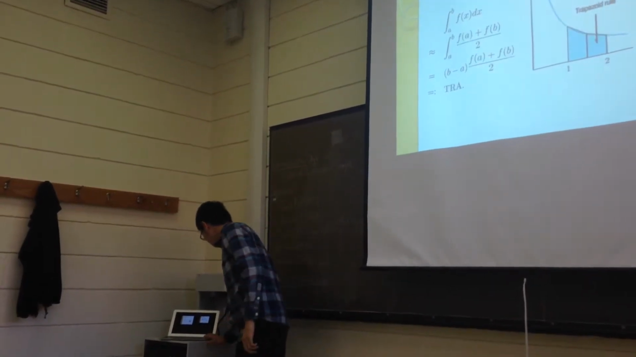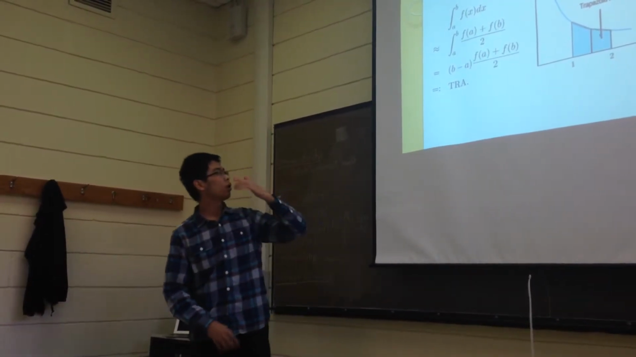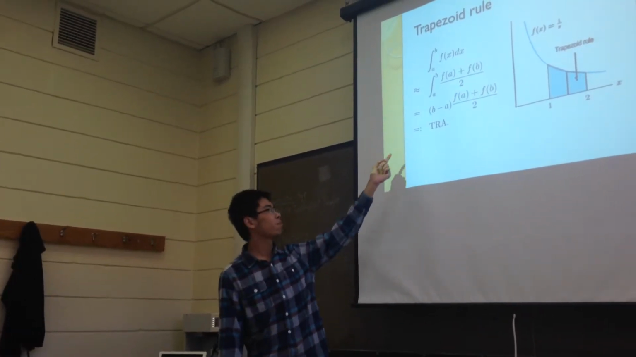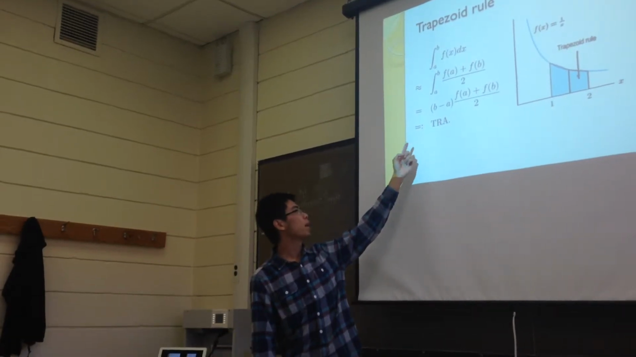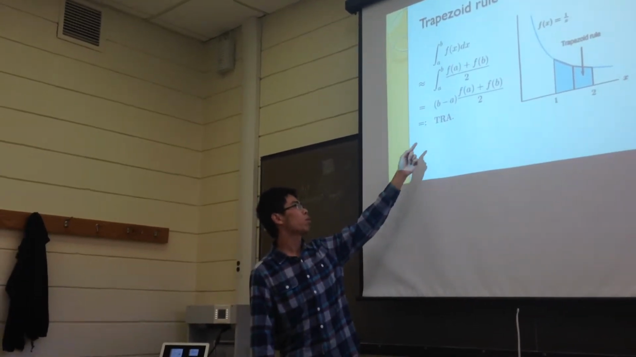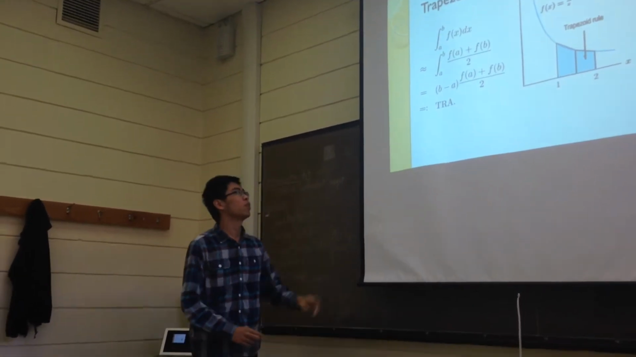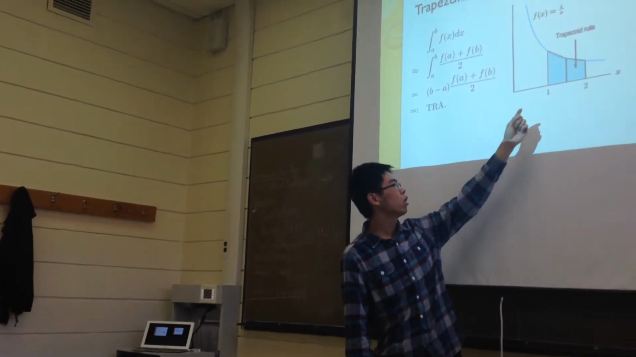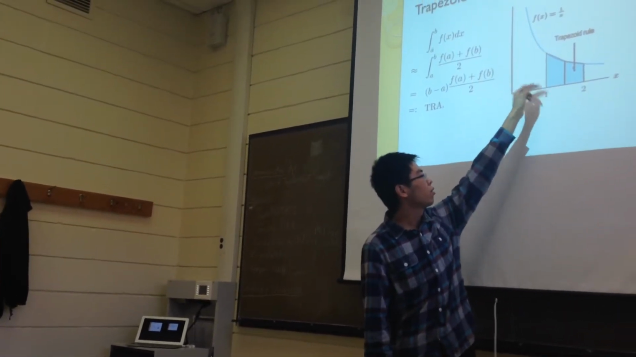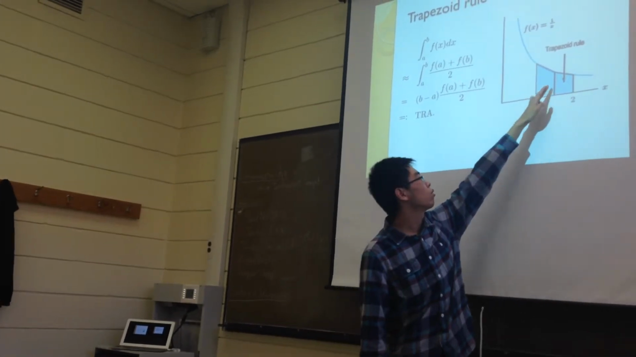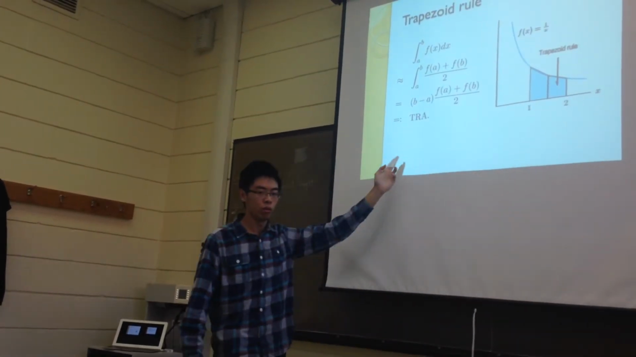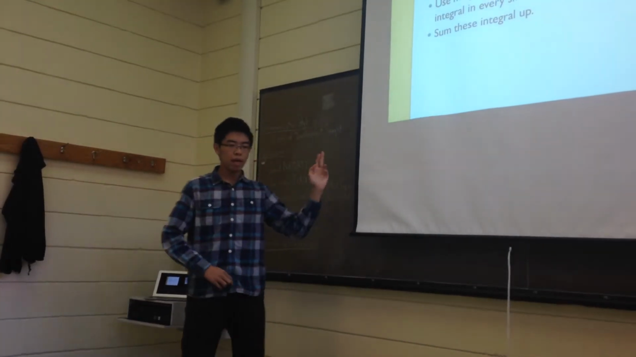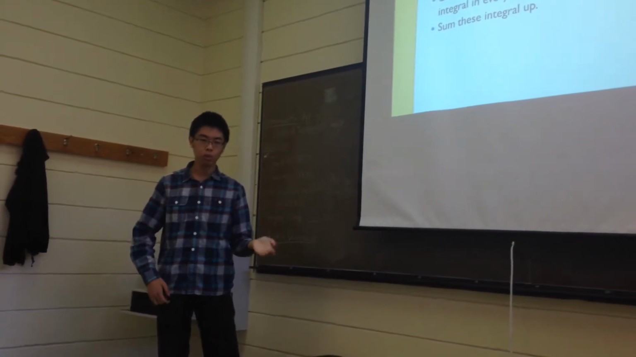And another method is the trapezoid rule. The trapezoid rule approximates f(x) by the average of f(a) and f(b), and the result is (b minus a) multiplied by the average of f(a) and f(b). This is the trapezoid rule. And geometrically, it approximates the area under the curve of f(x) by this trapezoid. So it is called the trapezoid rule. And as you can see, these rules are very inaccurate approximations.